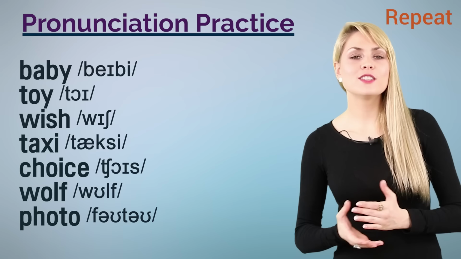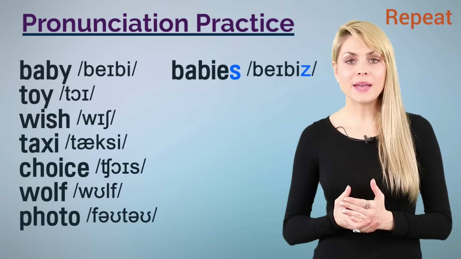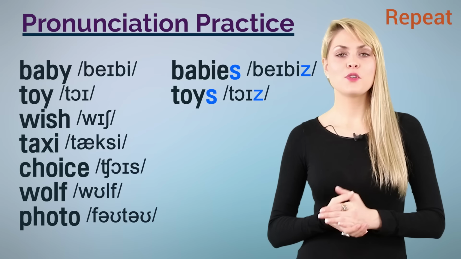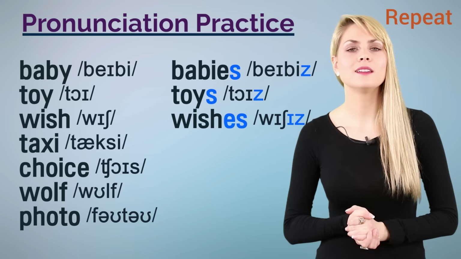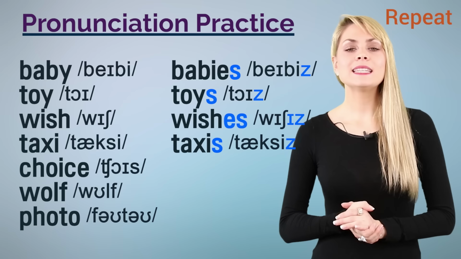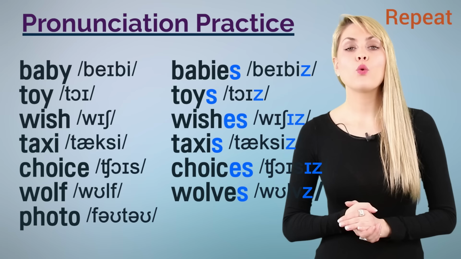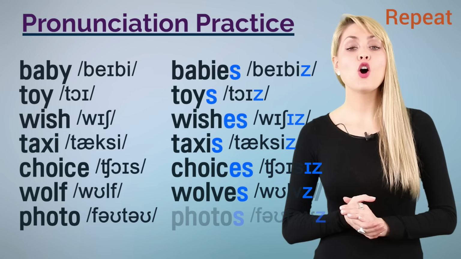Babies. The sound is Z. Babies. Toys. Toys. Wishes. Remember this is sound? Repeat after me. Wishes. Taxis. Taxis. Choices. Choices. Wolves. Wolves. And finally, photos. Photos.